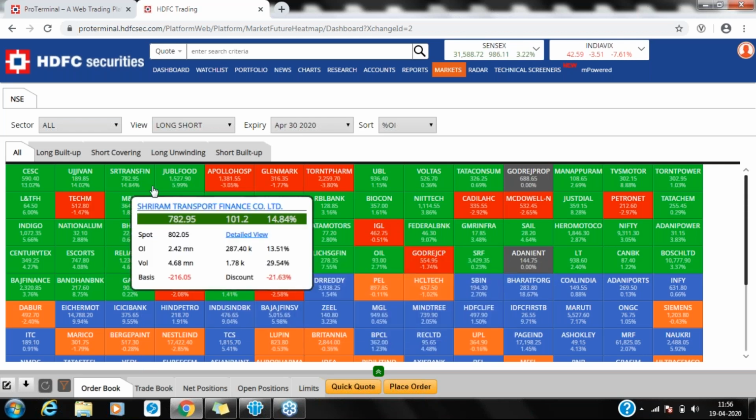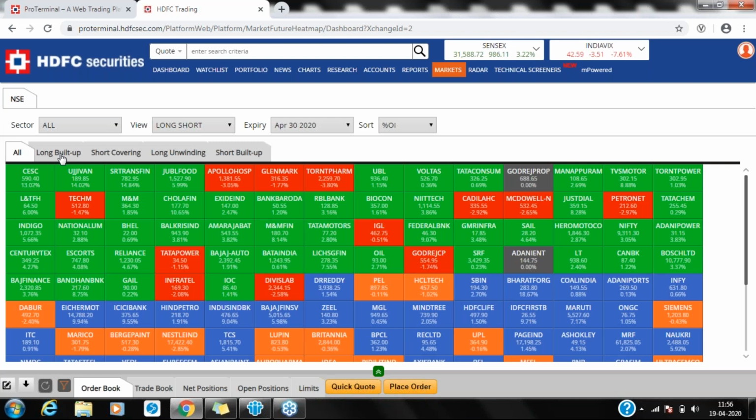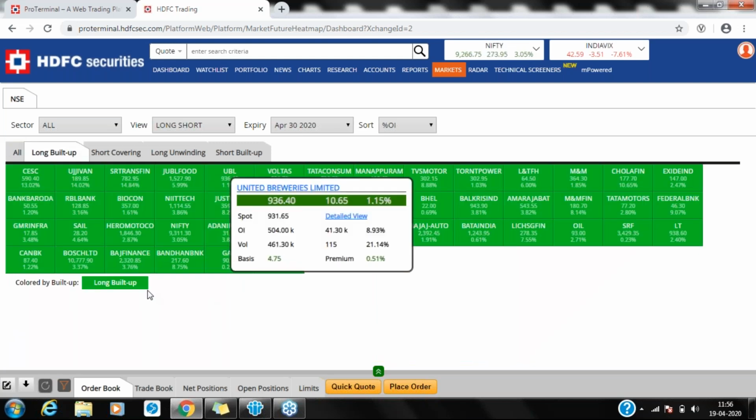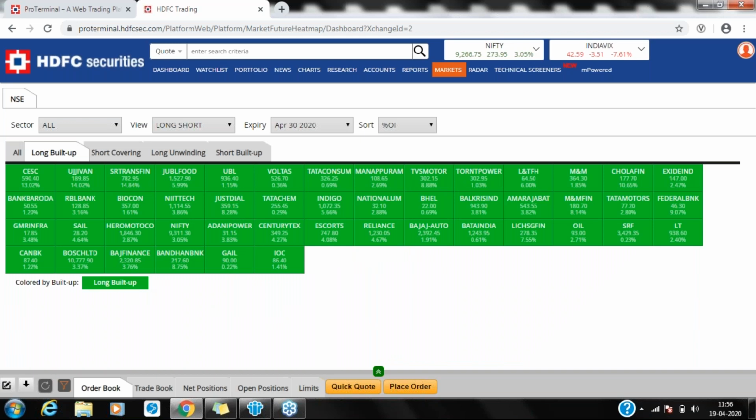If you want to check specifically, you can just click on the right hand side of the All button. You can see the long build up section. Just click into this, and you will find a list of stocks in which a long build up is happening. Now what is long build up? Basically, the stock going up with open interest high. So this is known as the long build up.